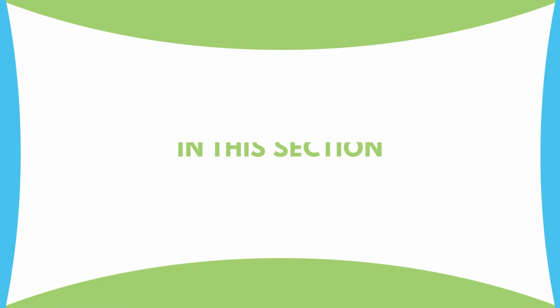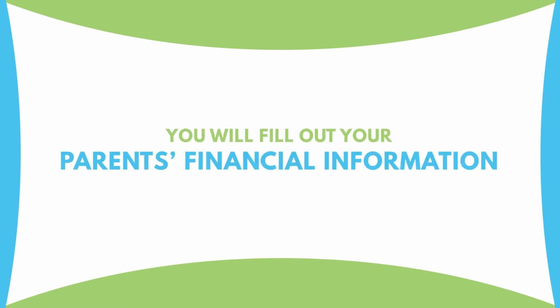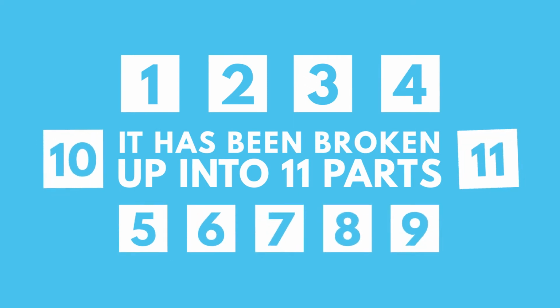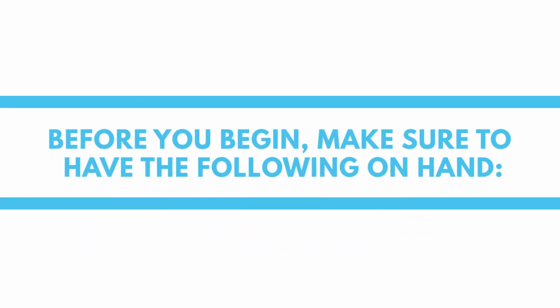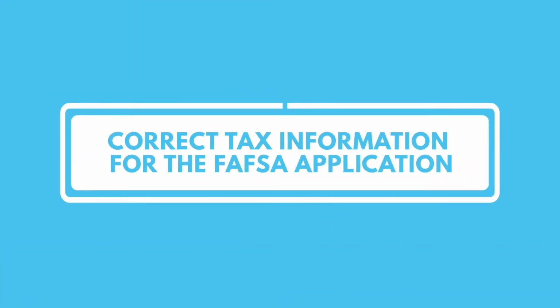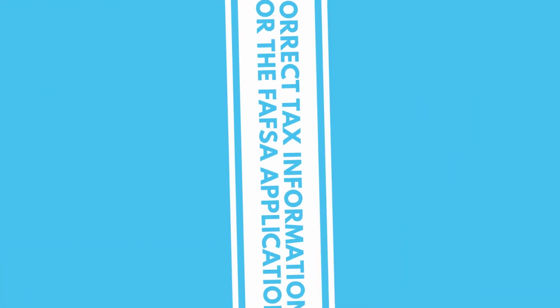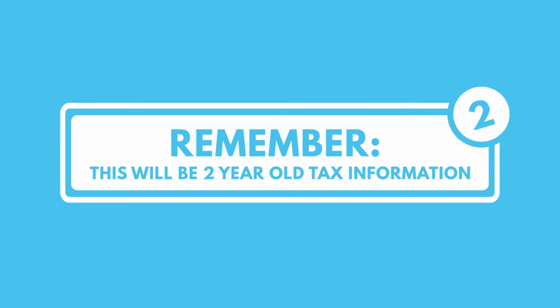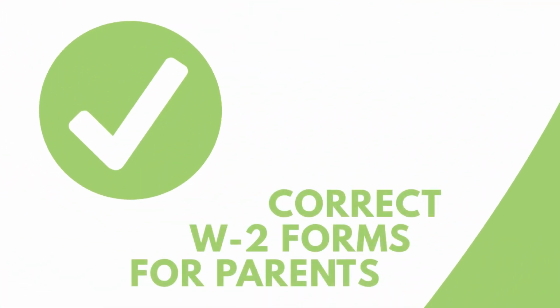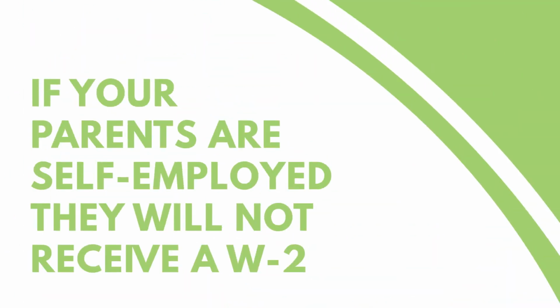In this section, you will fill out your parents' financial information. To make it easier, it has been broken up into 11 parts. Before you begin, make sure to have the following on hand. 1. Correct tax information for the FAFSA application. Remember, this will be 2-year-old tax information. 2. Correct W-2 forms for your parents. If your parents are self-employed, they will not receive a W-2.